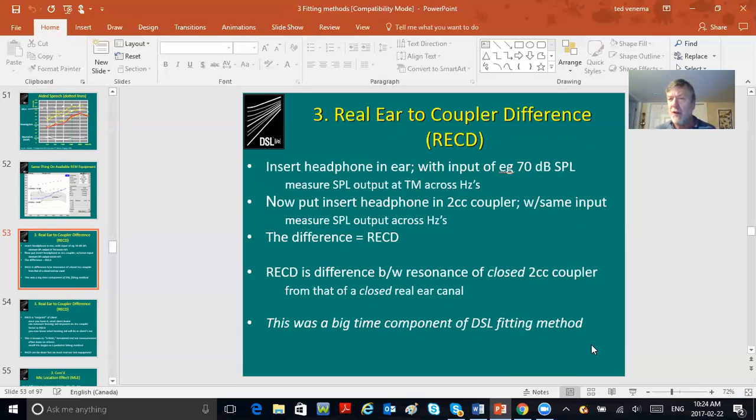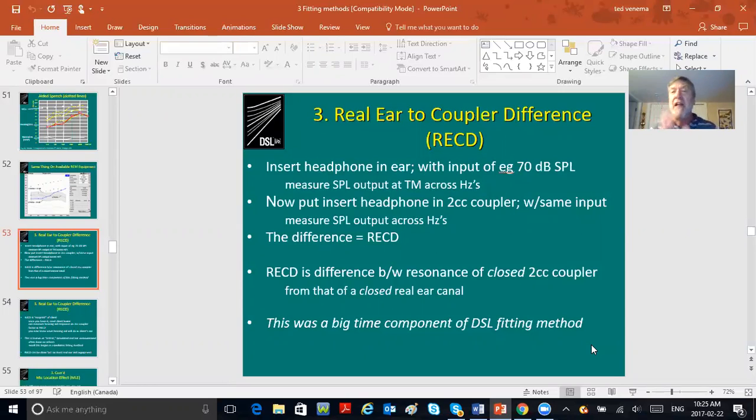And what did we say that was? We said it was about 5 dB below 1,000 Hertz and about 10 dB above 1,000 Hertz. The 2cc coupler underestimates what the hearing aid is going to be doing in the ear. So when you put a hearing aid on a 2cc coupler and you measure the frequency response, if you add about 5 dB to that below 1,000 Hertz and add about 10 dB above 1,000 Hertz, you'll get a pretty close idea as to what the hearing aid's going to do in an average adult ear canal.